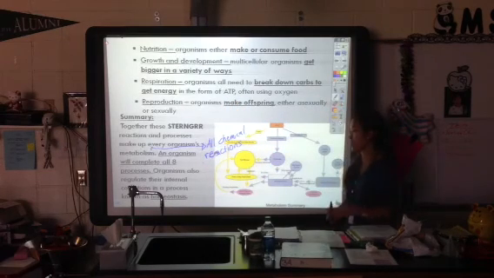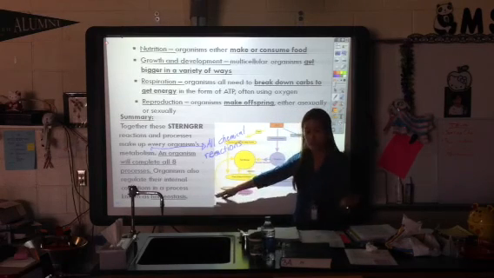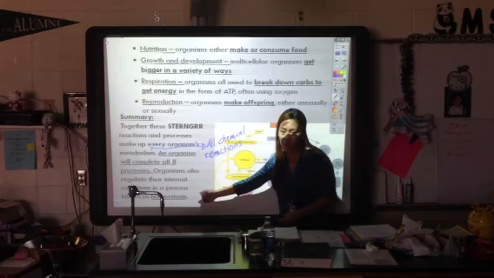And then, of course, you're going to have to regulate your internal conditions. And we talked about previously how buffers can be used to regulate things like the pH in your body.